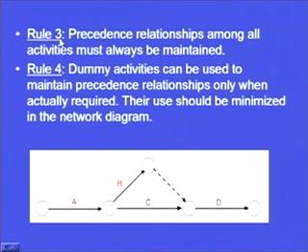Now, rule number 3 says that precedence relationships among the activities must always be maintained. All these activities are bound to one another with certain logical precedence, which always has to be maintained. If that is not maintained properly, then the network would not give us accurate results. Maybe by doing all the calculations using, say, the critical path method or the program evaluation review technique, which we call PERT, either by CPM or PERT, we find out the project completion time.